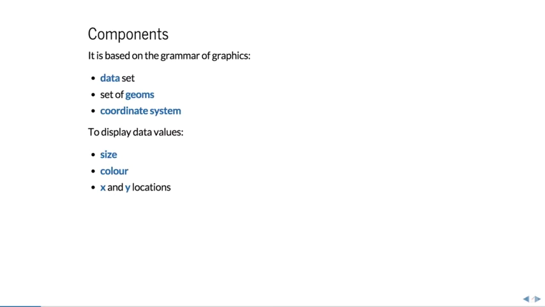So the components of ggplot2: it is based on the grammar of graphics. Basically, it is the idea that every graph can be built from the same types of components. So a data set, a set of geoms, which are basically visual marks that represent data points, and a set of coordinate systems. And to display these data values, you can, for instance, specify the size of your points, coloring, X and Y locations, your legends, and the different categories of your data.